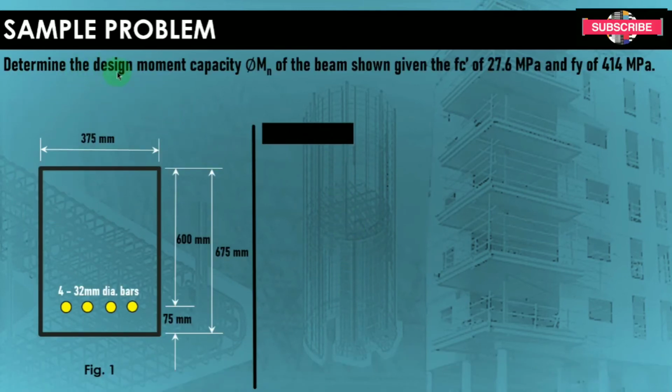Determine the design moment capacity phi times Mn of the beam shown, given the Fc prime of 27.6 megapascal and Fy of 414 megapascal. So this phi times Mn, meaning nominal moment times your phi, will be the required moment natin later. So this is the beam dimension, it has a width of 375 mm and effective depth of 600 mm. It has 4 pieces of 32 mm diameter bars and the total depth of 675 mm.